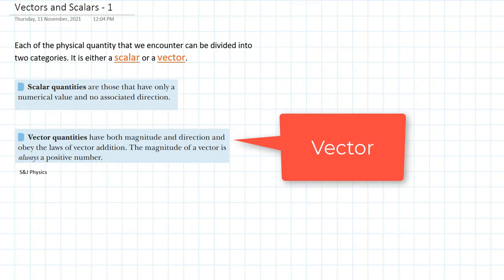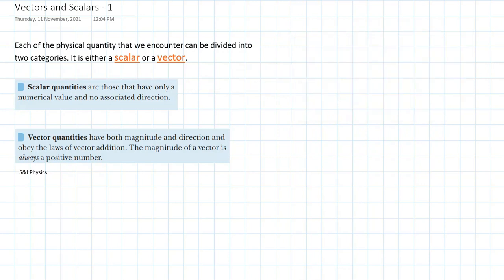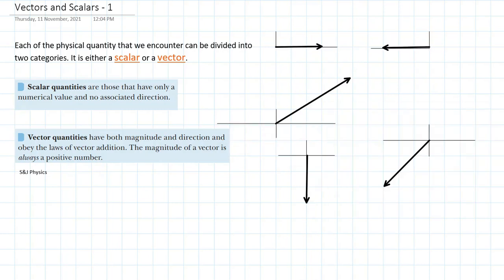Examples of scalar quantities are temperature, time, mass, luminosity, energy, and so on. While vector quantities include force, velocity, acceleration, electric and magnetic fields, momentum, and so on. Since vector quantities have both magnitude and direction, how do we show or present these properties? Well, the graphical representation of vectors is as shown here on the right.